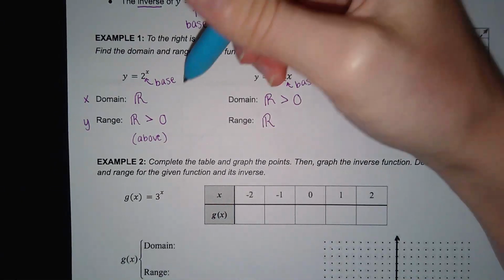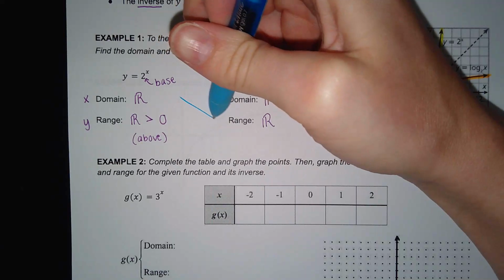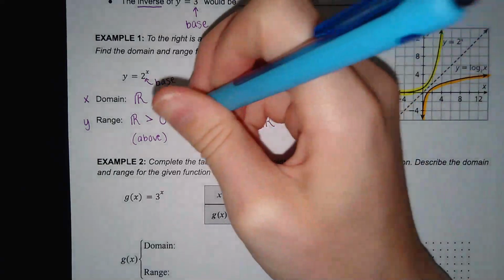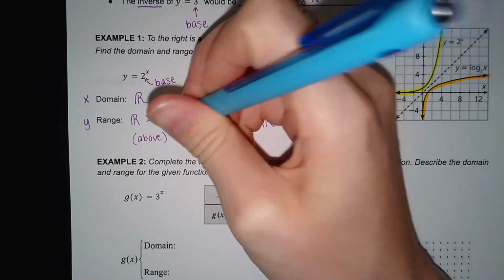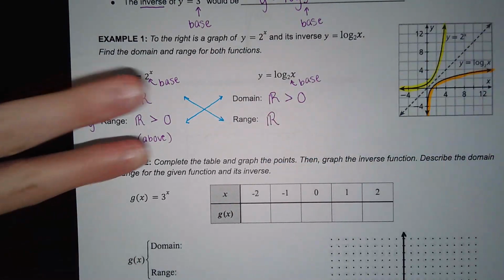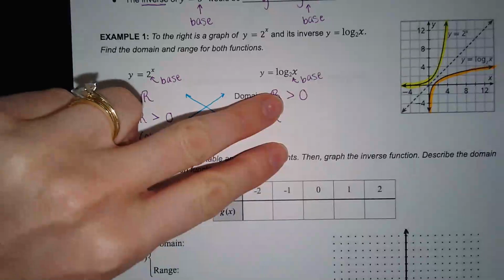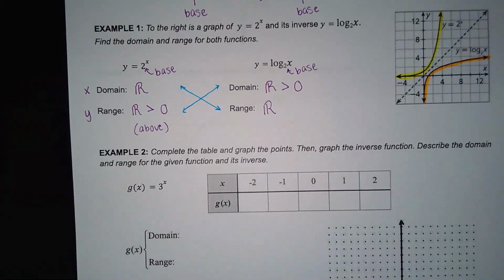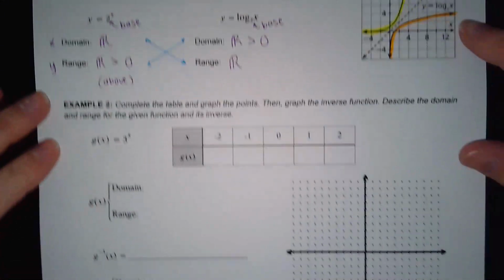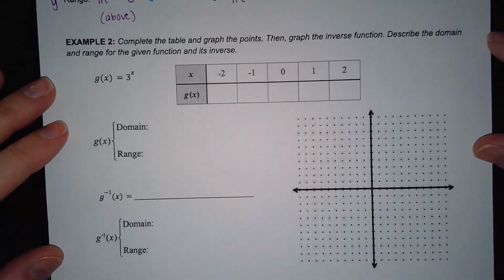One thing you might notice is between the inverses, the domain and the range actually switch. And we see that because they're inverses or opposite of each other. So we'll see that those just flip when you're finding the domain and the range of the inverse. Those just flip from the original function. All right, in example 2, we're going to create a graph ourselves.